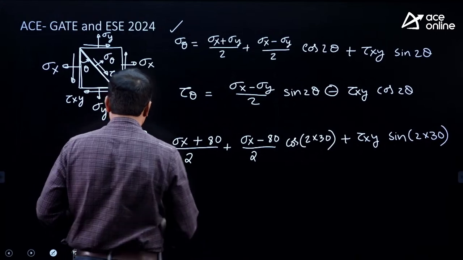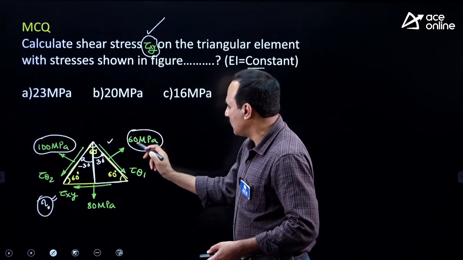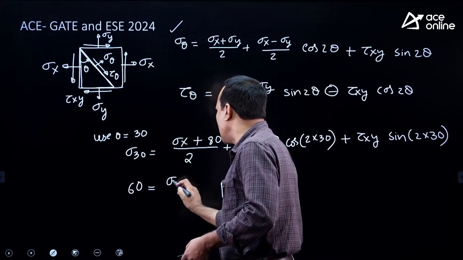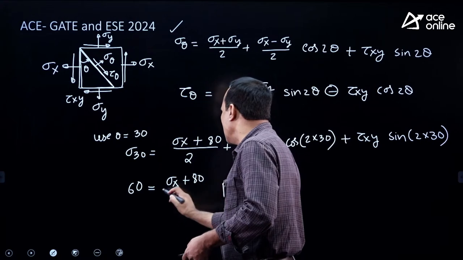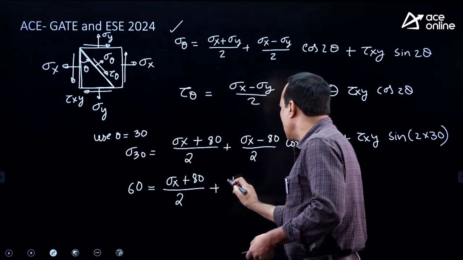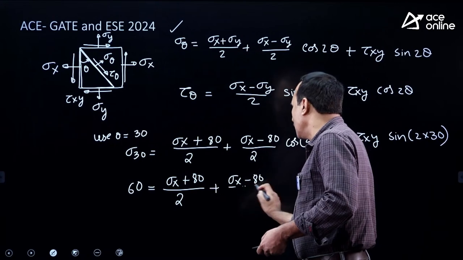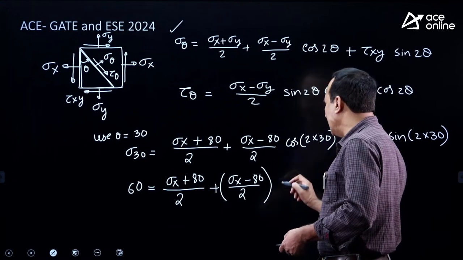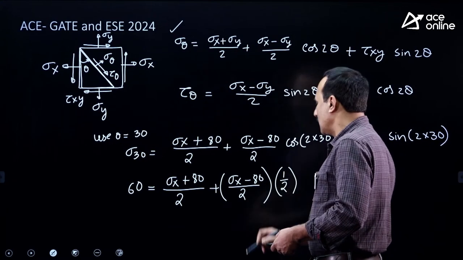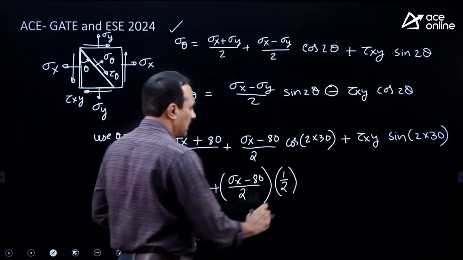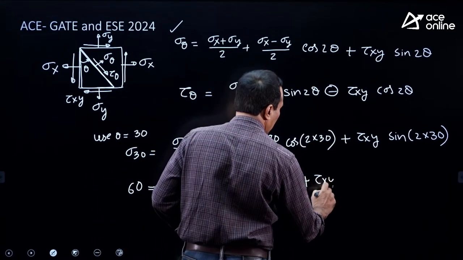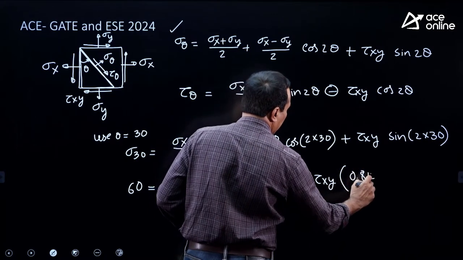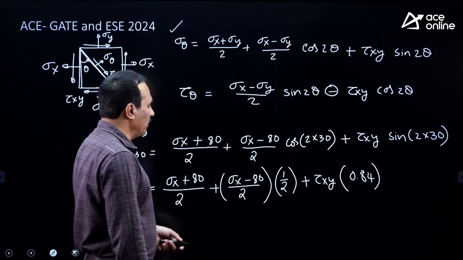So sigma 30 is given as 60 megapascal, which is equal to sigma x plus 80 by 2, plus sigma x minus 80 by 2, cos 60, which is 1 by 2, plus tau xy sin 60, which is 0.87 (about 0.866). This is one equation.